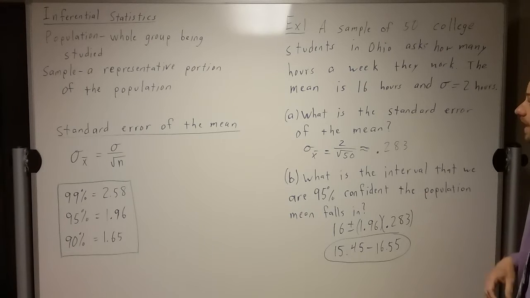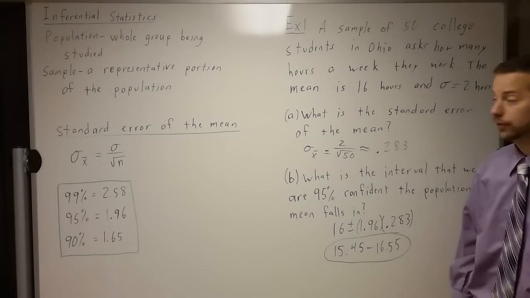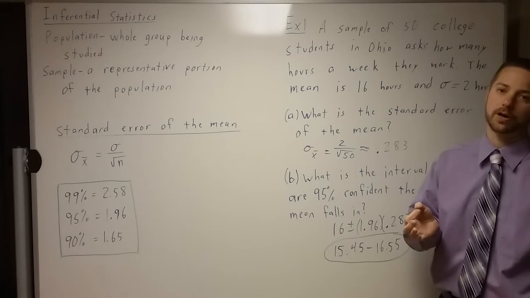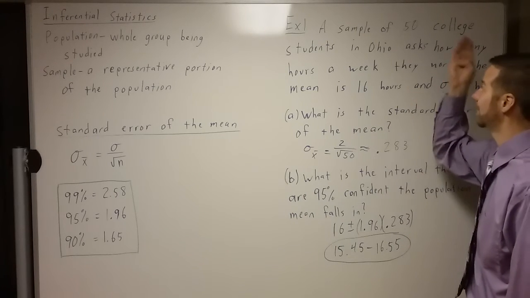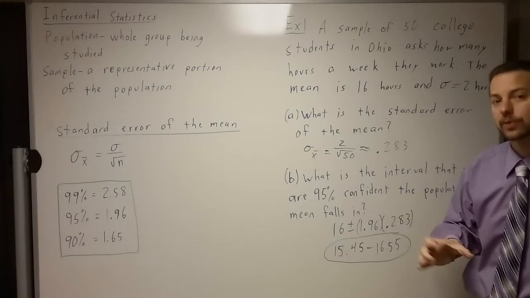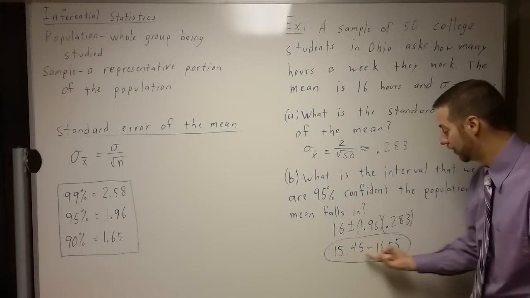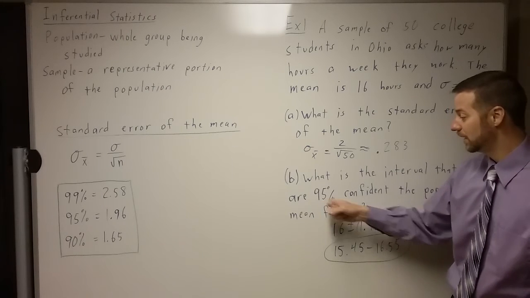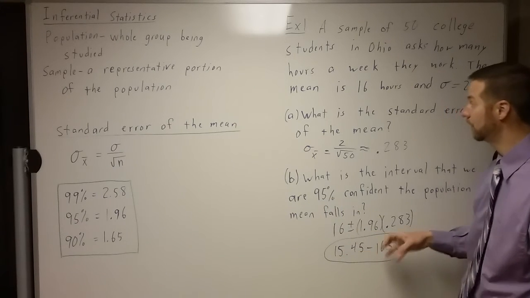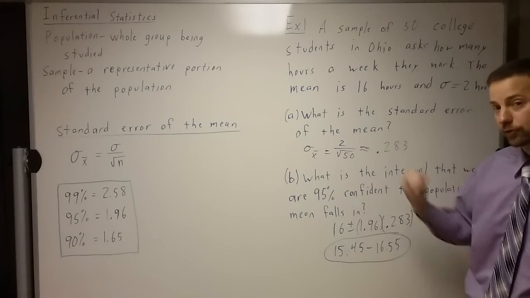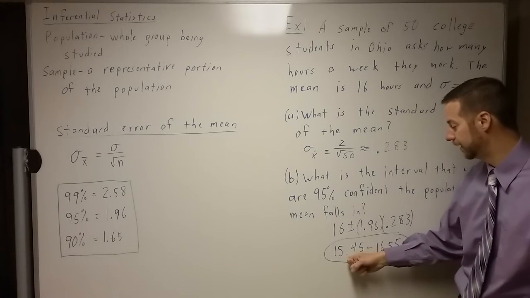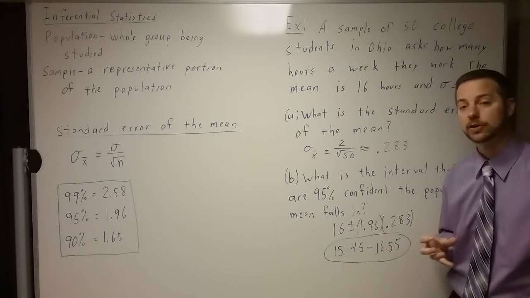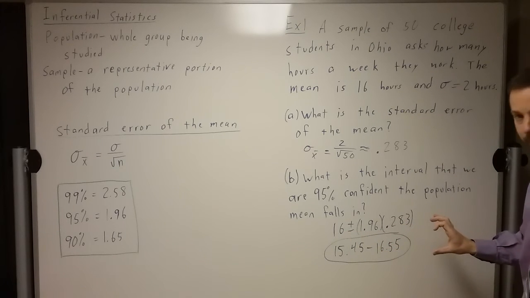Now, the reason you can't say the mean hours worked for college students in Ohio is 16 hours is because we did not ask all college students in Ohio. We only asked 50. So that creates this margin of error. That's what this interval is for, saying we can't be 100% sure, but we can be 95% sure that the population mean, or the mean hours worked of all college students in Ohio, is between 15.45 and 16.55. So that's the statement you can make with this information.